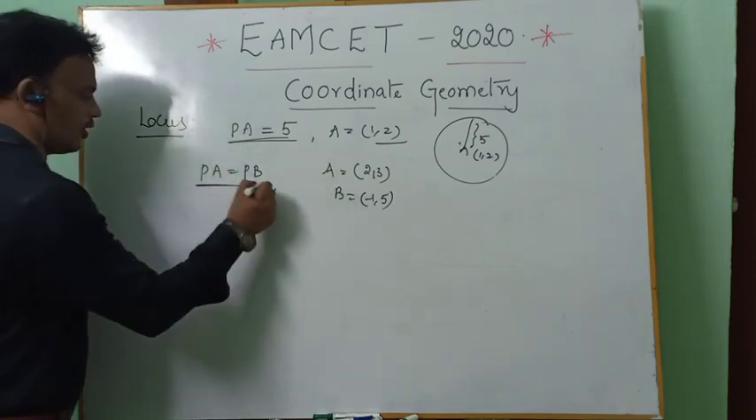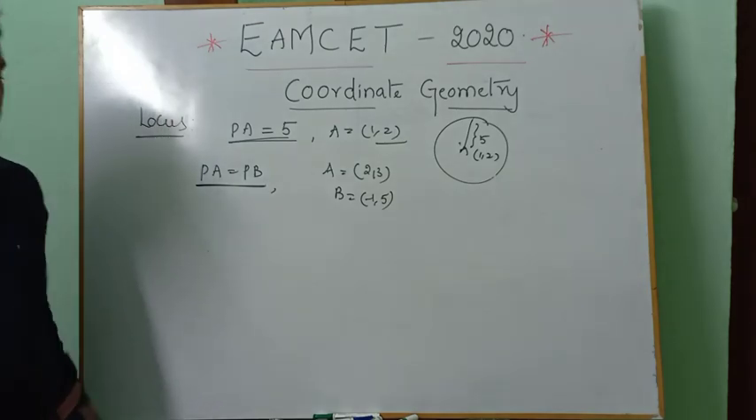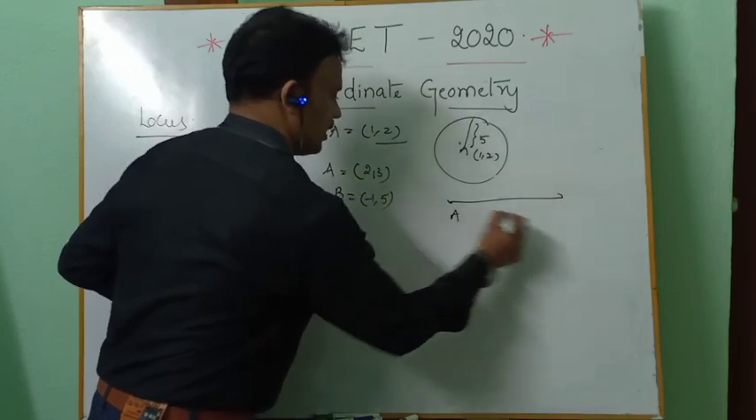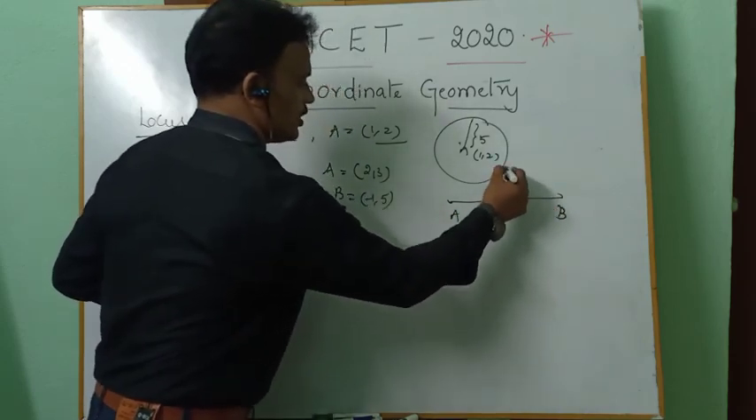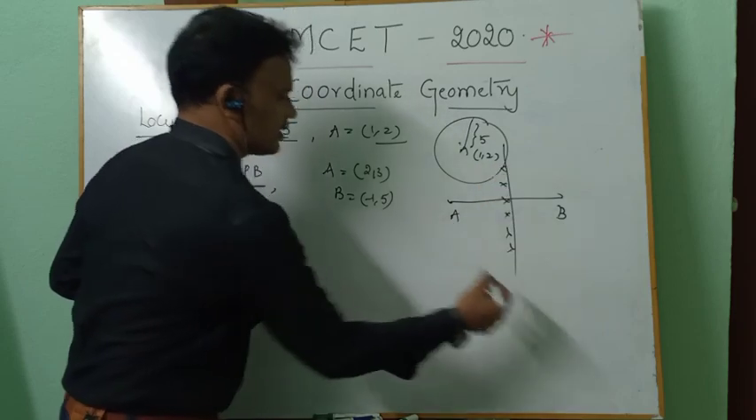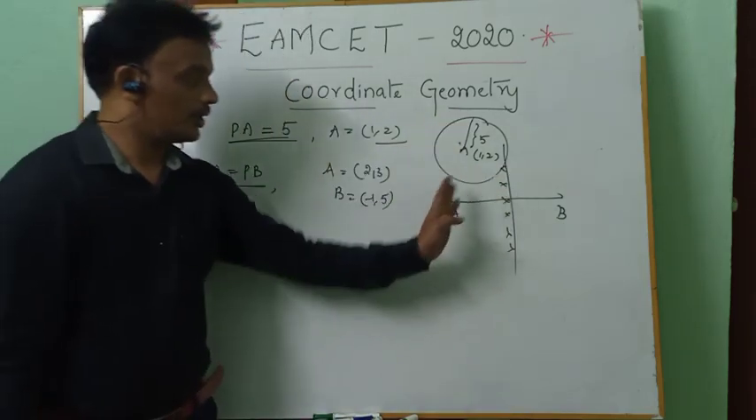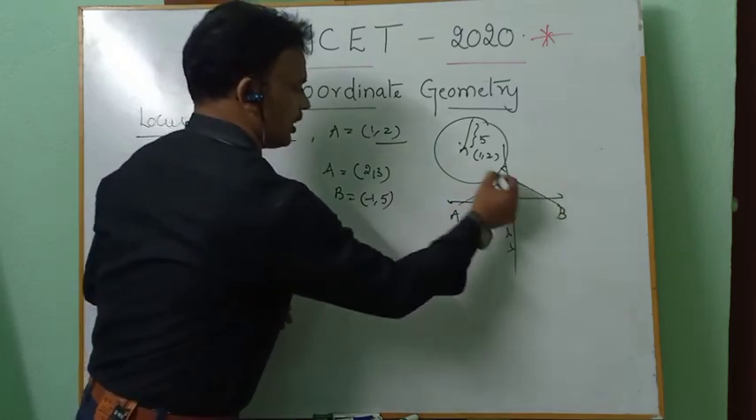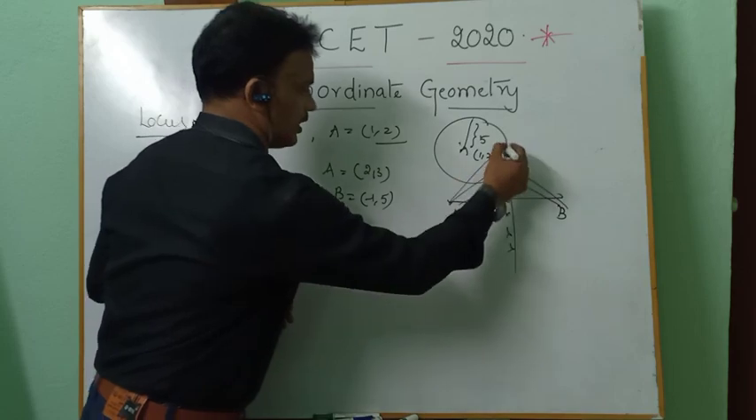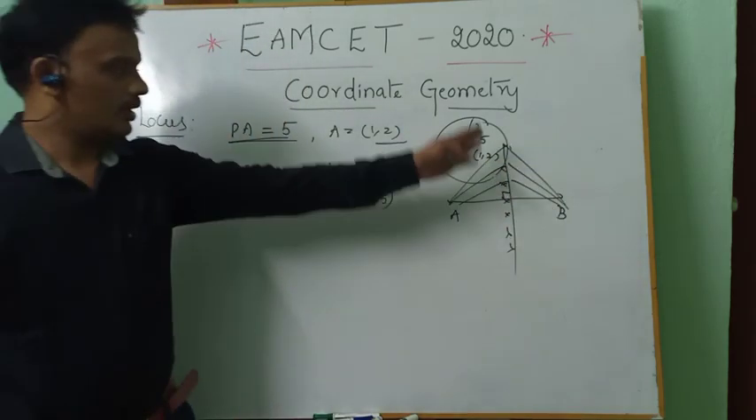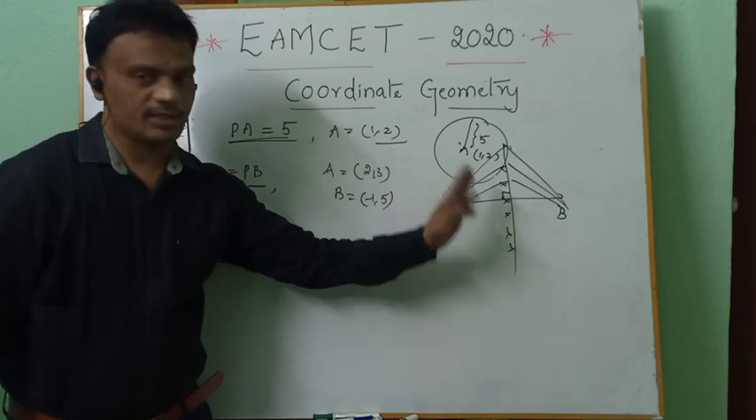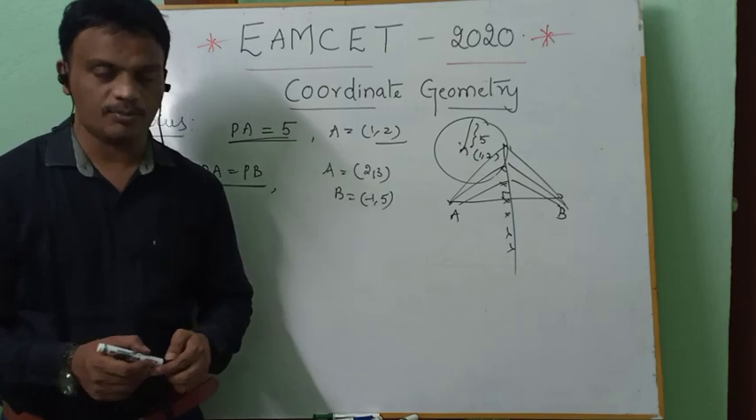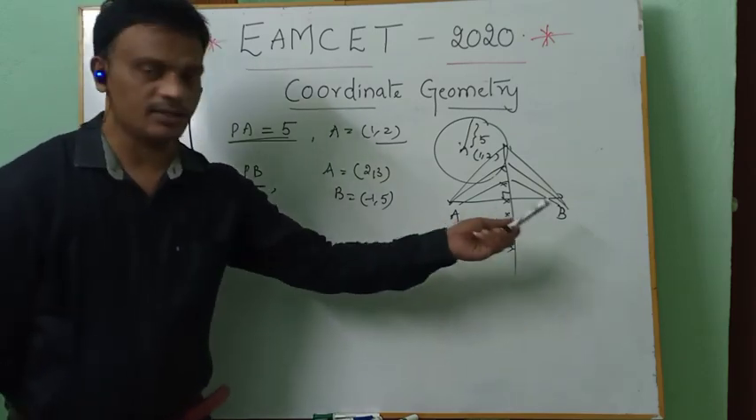Of course, if you follow the descriptive method, it will take time. First of all, what is the locus? A and B are two points. What is the locus of P which is equidistant from the given two points? This line is the perpendicular bisector of the line joining these two points. So if they ask what is the locus, the perpendicular bisector of the given line segment is the locus.